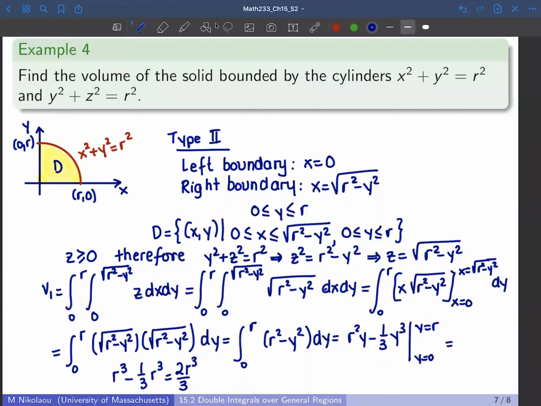Therefore, the volume in all 8 octants will be equal to 8 times the volume in the first octant. So we have 8 times 2r to the third over 3. So therefore, the volume in all 8 octants will be equal to 16r to the third over 3.